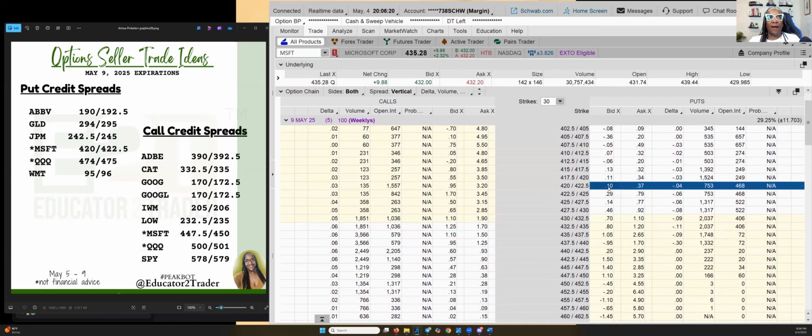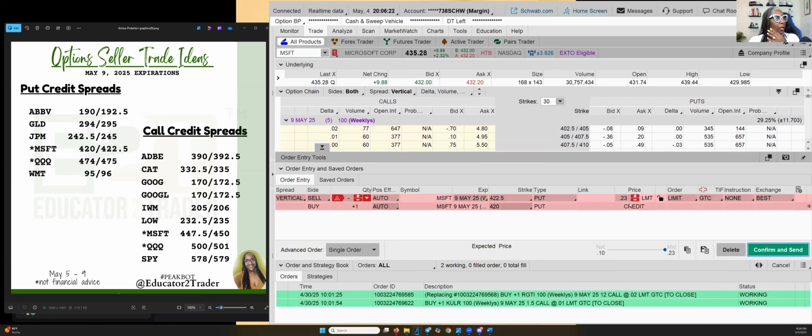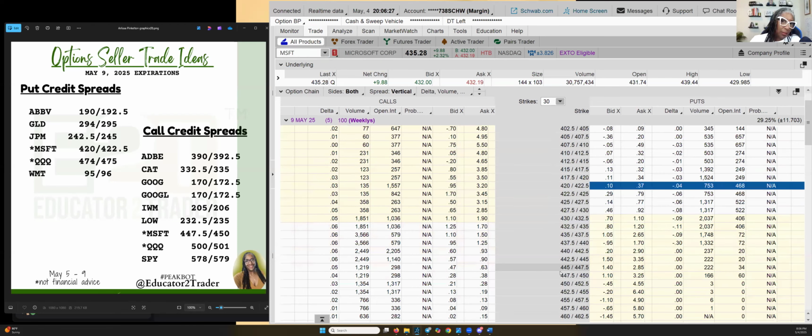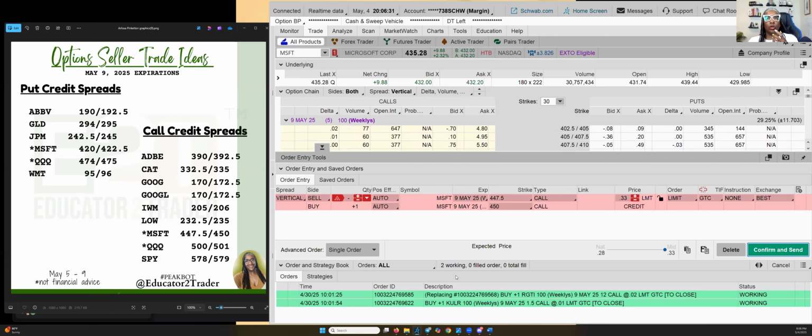420, 422.5, of course, market is closed. That side's paying $23. And 447.5, 450, that's paying $33. So a total of $56 if you did the whole iron condor right now today. But of course, as price moves a little bit, you can actually take in different premiums as price moves through the week. And $56 though for a 2.5 spread, it's a 20% return.